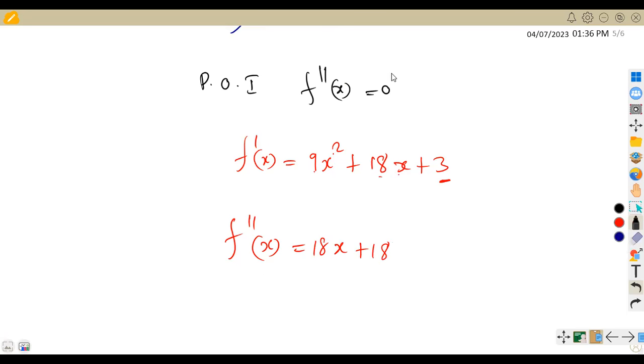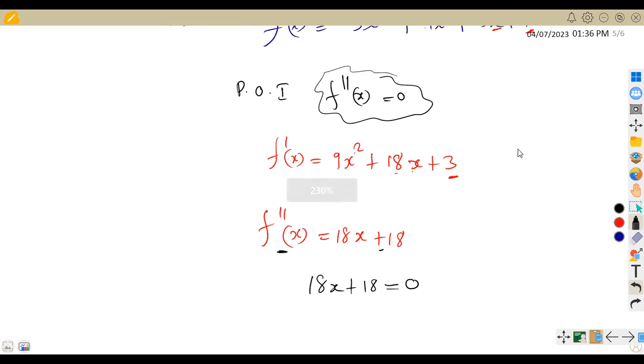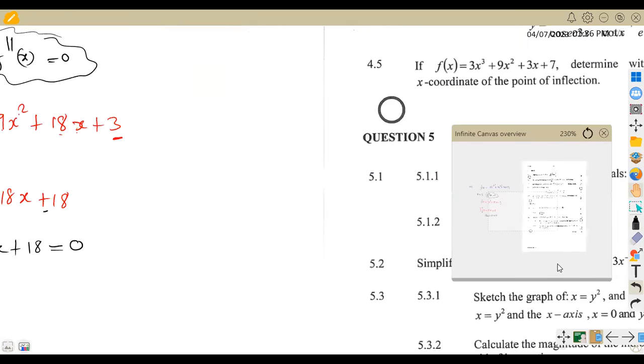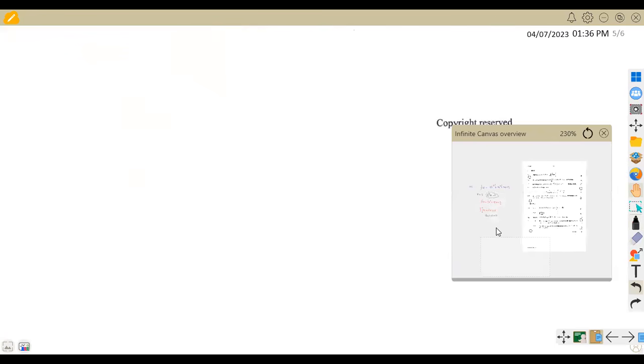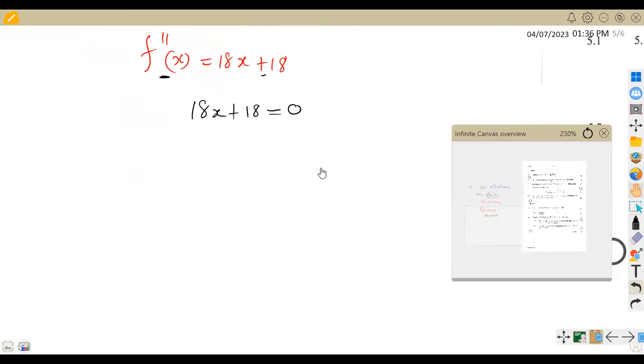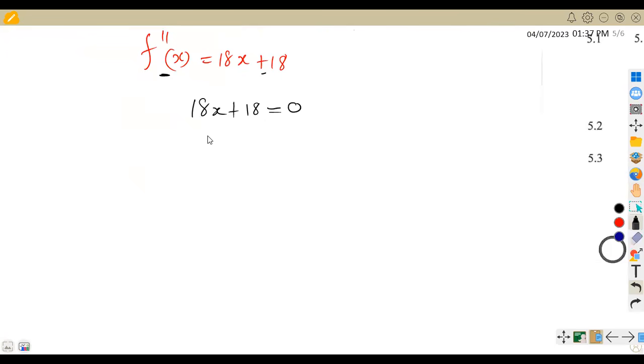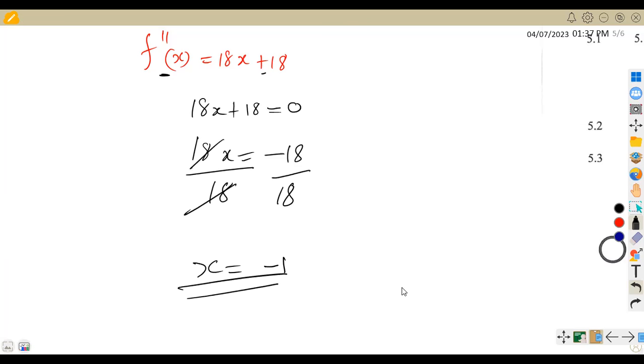So since the second derivative must be equal to 0, that means 18x plus 18, which is our second derivative, must be equal to 0. So by this, we can calculate the value of x at the point of inflection in this case. All right, so at this point, we are going to transpose 18 to the other side, which is going to be negative 18. Divide 18 by 18. So we have got our x at the point of inflection, which is negative 1. All right, so that was the value of x.